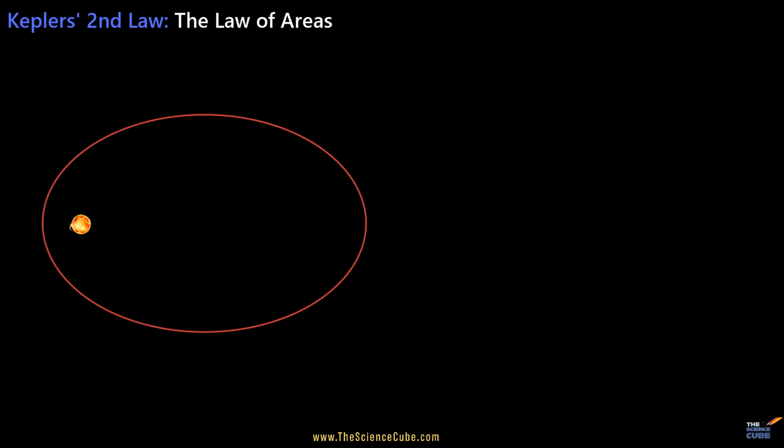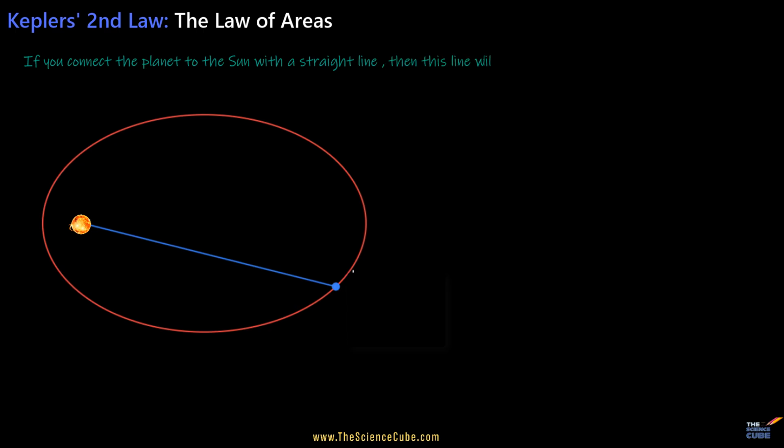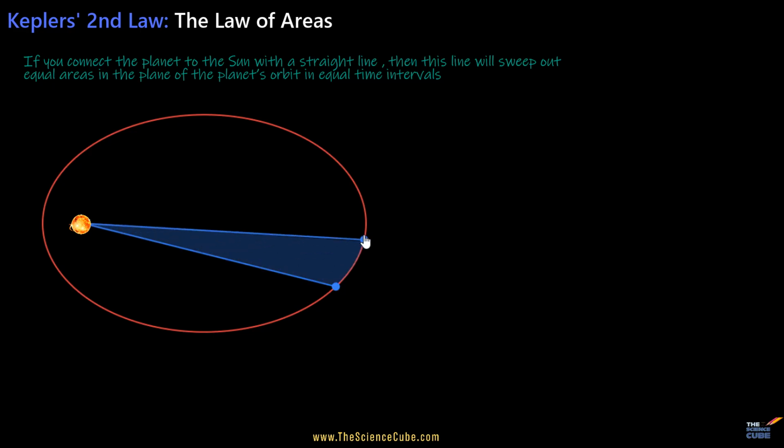So the second law is called the law of areas, and I find this the most interesting of the three laws. And it says that if you connect the planet to the sun with a straight line, then this line will sweep out equal areas in the plane of the planet's orbit in equal time intervals. So if the planet moved from here to here in time delta t, and say here it moved from this point to this point in the same time delta t, then these two areas would be equal.